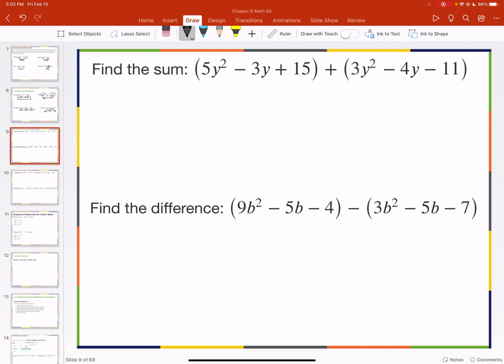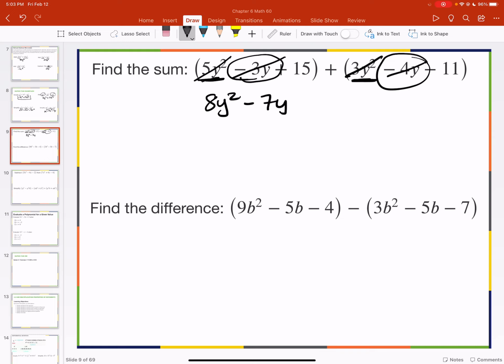So then here, when we're adding polynomials together, it's the same thing, right? We're just combining like terms. That's all we're doing. So then here, let's do an example. So here we have 5y squared, and then we have 3y squared. So together it's going to be 8y squared. We're done with that. So then we have a negative 3y and a negative 4y. So together it's negative 7y. And then we have 15 minus 11. So that's going to be positive 4.